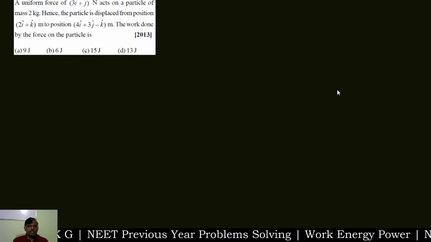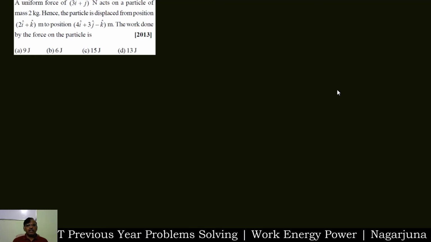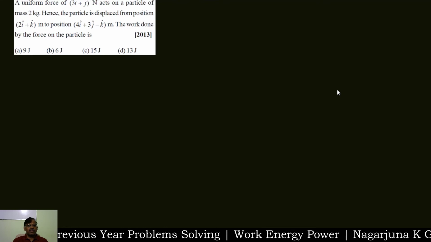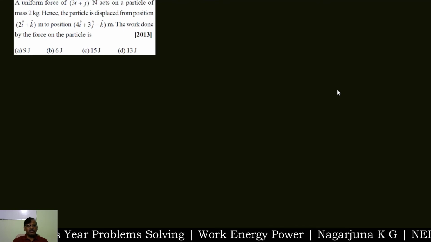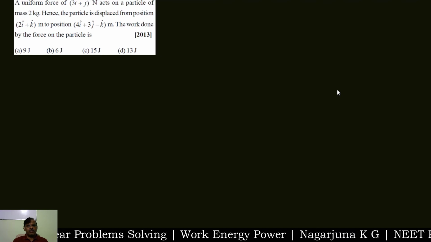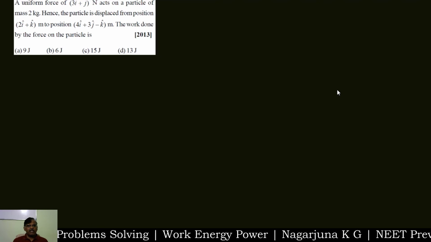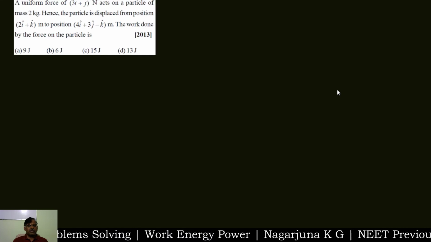Next question. A uniform force 3 i cap plus j cap newtons acts on a particle of mass 2 kg. Hence, the particle is displaced from position 2 i cap plus k cap meter to position 4 i cap plus 3 j cap minus k cap meter. The work done by the force on the particle is?